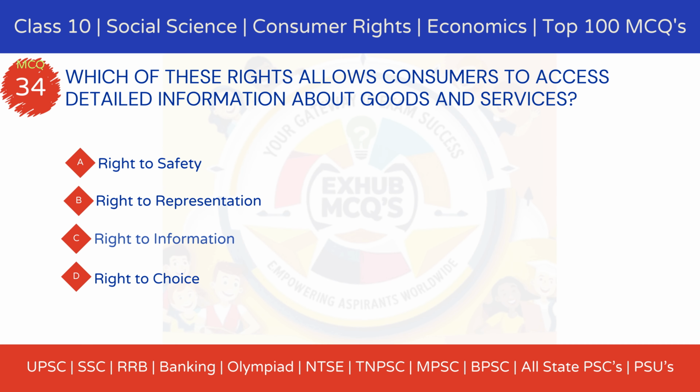MCQ 34. Which of these rights allows consumers to access detailed information about goods and services? Option A, right to safety. Option B, right to representation. Option C, right to information. Option D, right to choice.